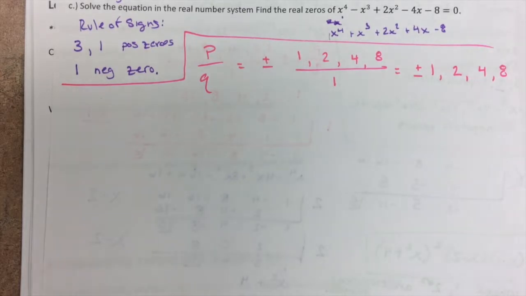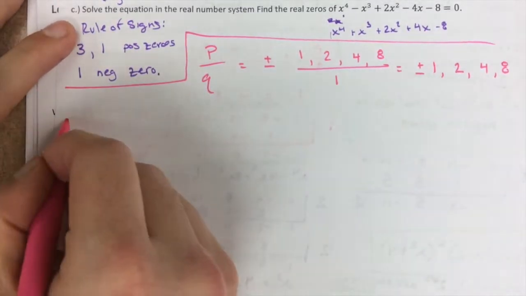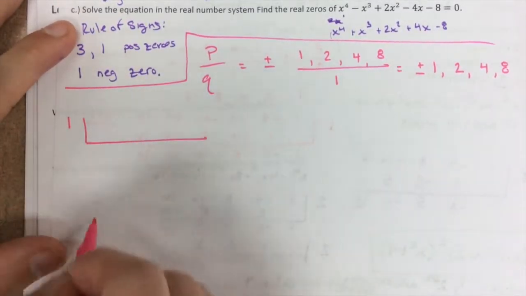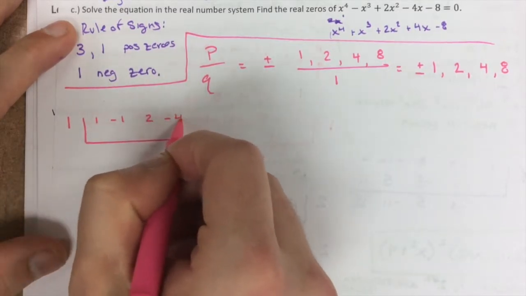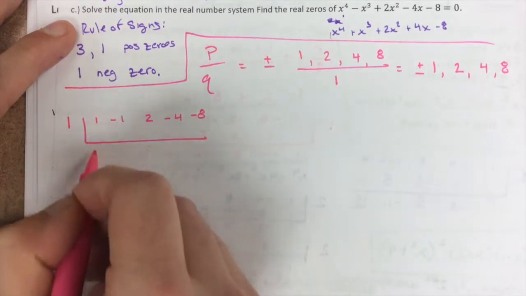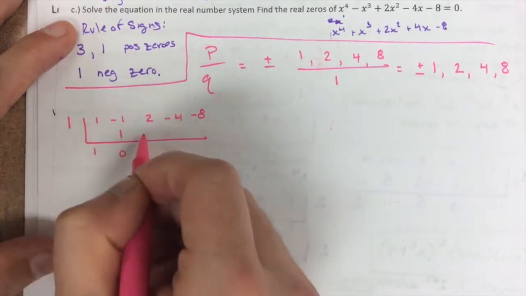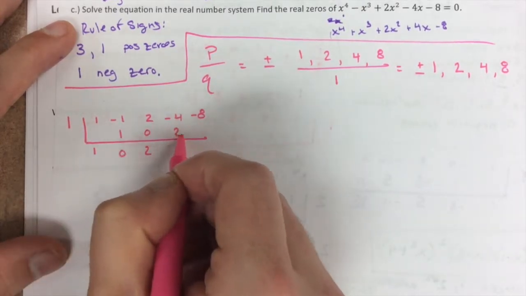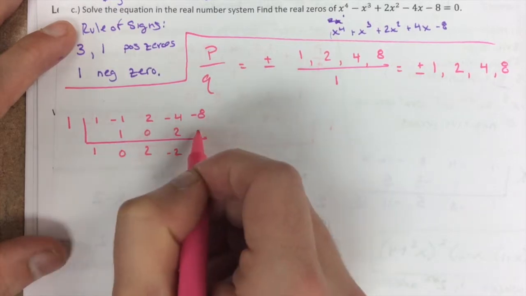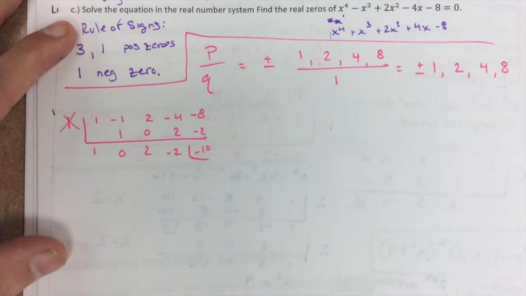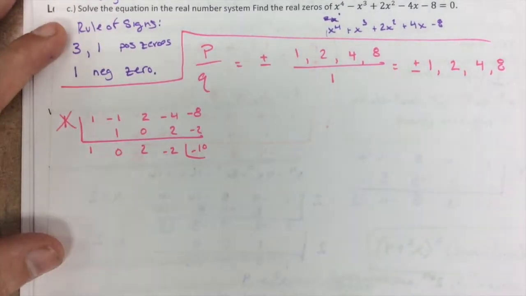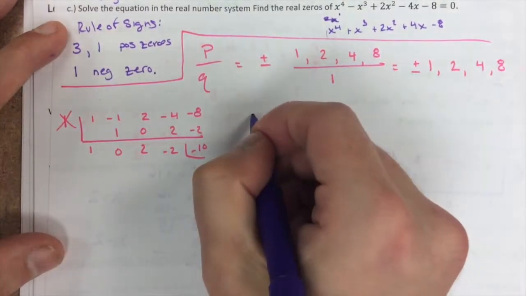So I can start with 1. So if I do 1, I'm going to write that on the outside. That's going to be 1, negative 1, 2, negative 4, negative 8. Bring down the 1, 1, 0, 0, 2, 2, negative 2, negative 2, negative 10. So 1 is not a 0. So that didn't work.